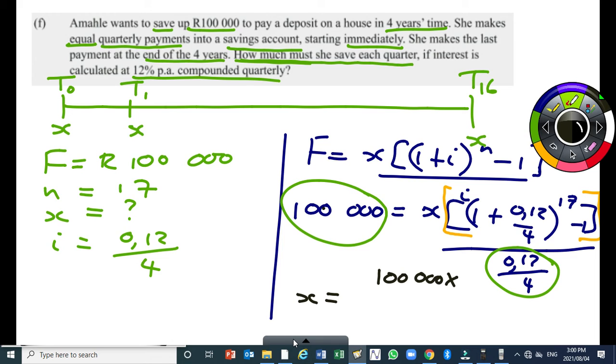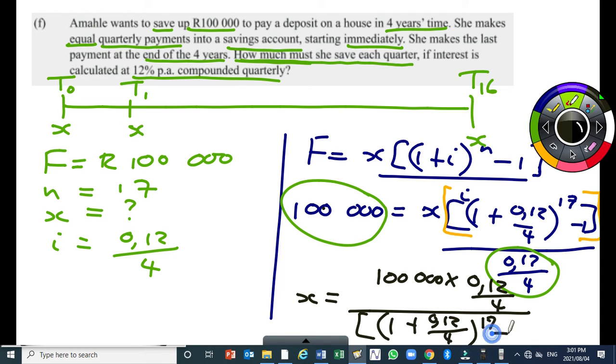Yeah, you can. You can, but I don't want to do it that way. But 0.12 over 4, all over everything inside the square bracket. You still get the same result. 1 plus 0.12 over 4 raised to the power of 17 minus 1. Then you close the square bracket.